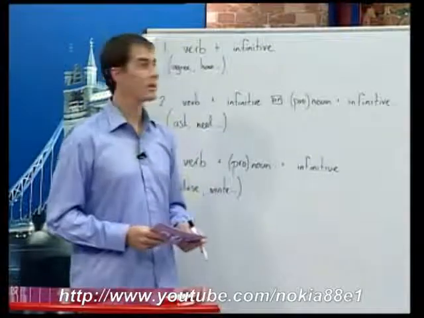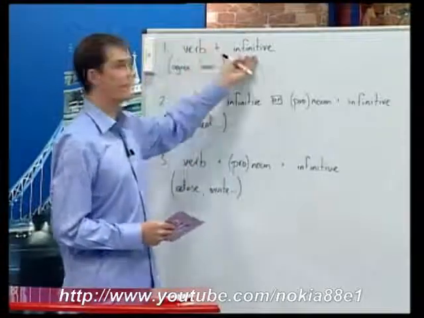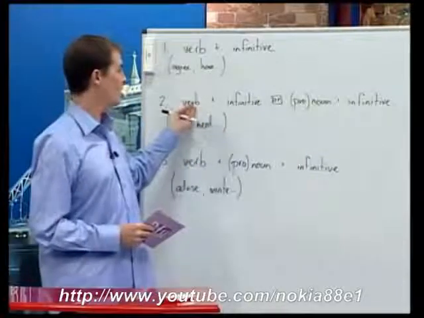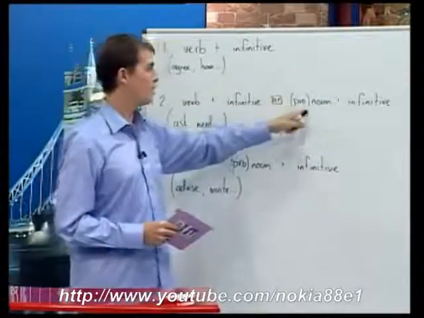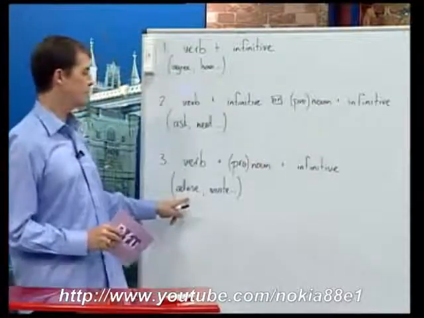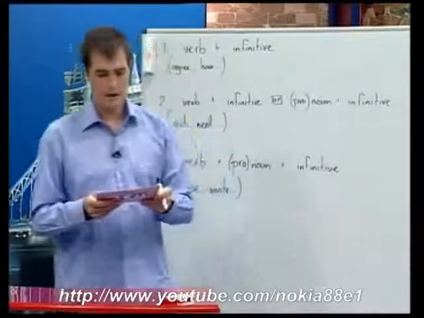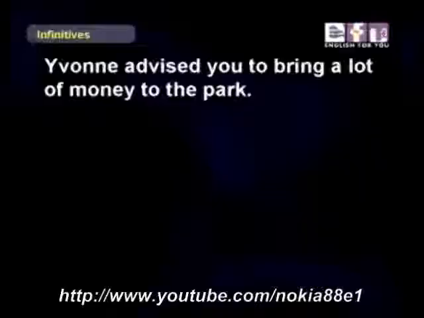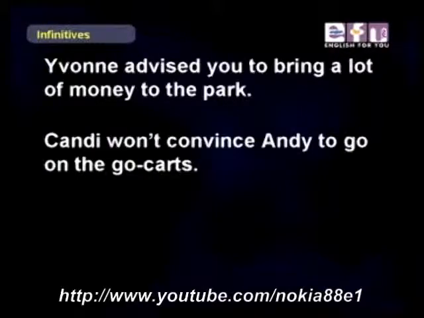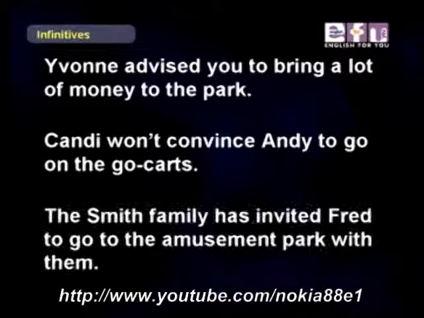You simply have to learn. There's no easy rule. You just have to learn that these verbs take verb plus infinitive, these verbs take verb plus infinitive or verb plus pronoun plus infinitive, and these verbs always take verb plus pronoun plus infinitive. You simply have to learn them. Let's look at some of these verbs in sentences. Yvonne advised you to bring a lot of money to the park. Candy won't convince Andy to go on the go-karts. The Smith family has invited Fred to go to the amusement park with them.